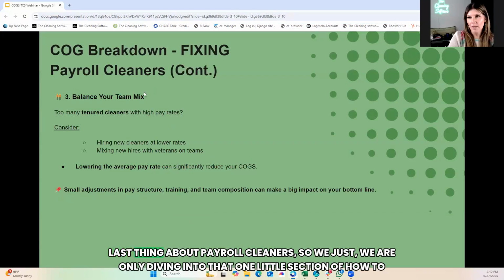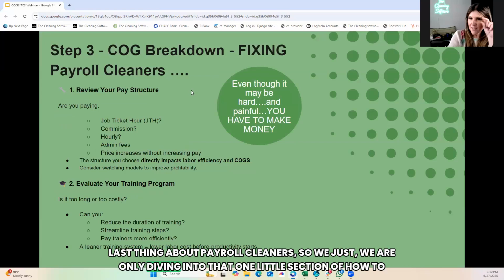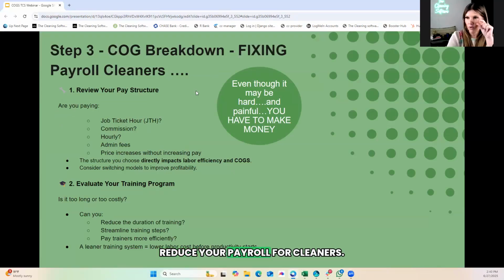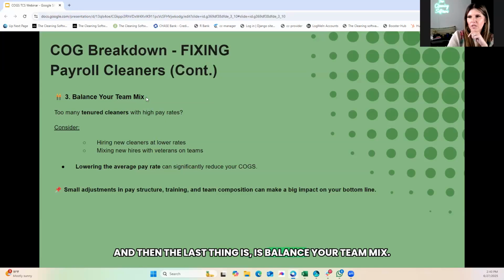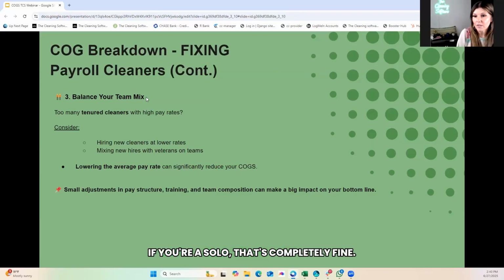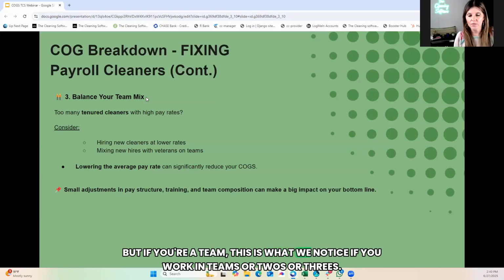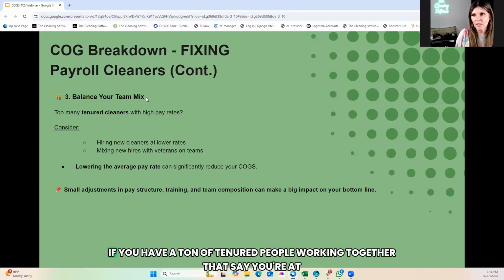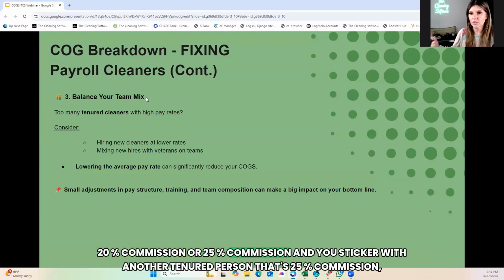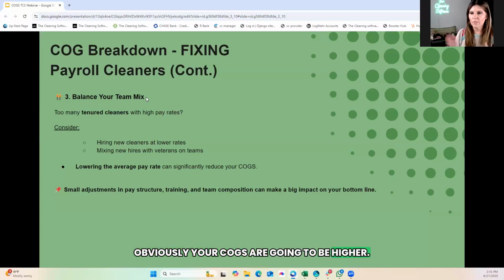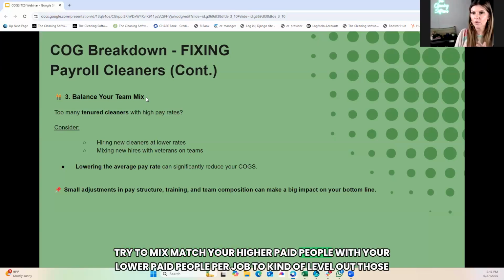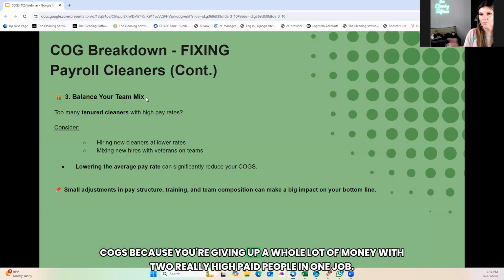And last thing about payroll cleaners. So we are only diving into that one little section of how to reduce your payroll for cleaners. And then the last thing is balance your team mix. If you're a solo, that's completely fine. But if you're a team, this is what we notice if you work in teams of twos or threes. If you have a ton of tenured people working together, say you're at 20% commission or 25% commission and you pair with another tenured person that's 25% commission, obviously your COGS are going to be higher. Try to mix and match your higher paid people with your lower paid people per job to level out those COGS, because you're giving up a whole lot of money with 2 really high paid people in one job.